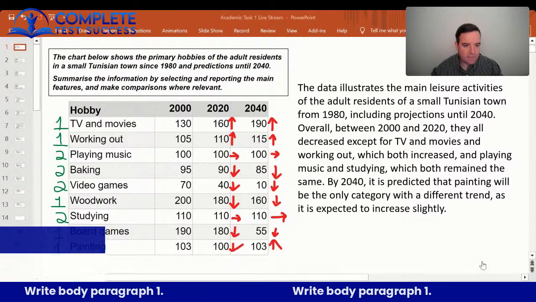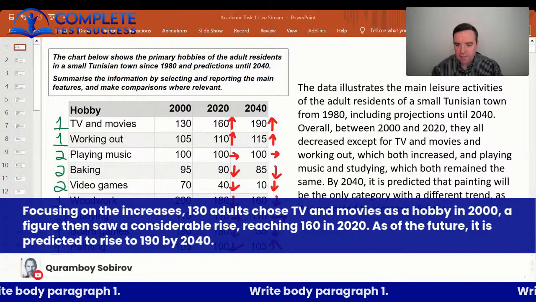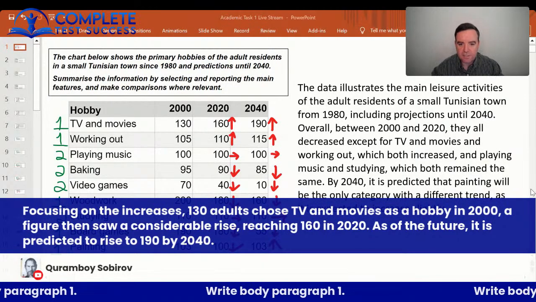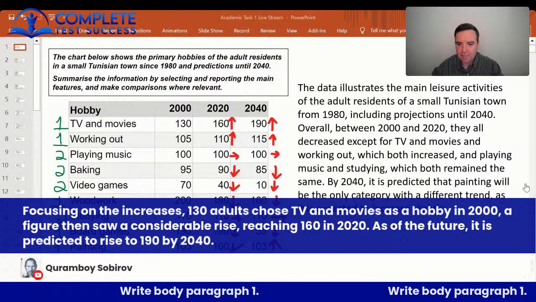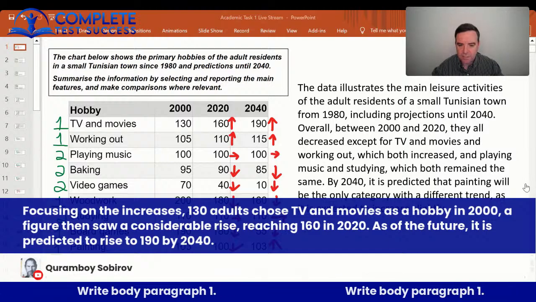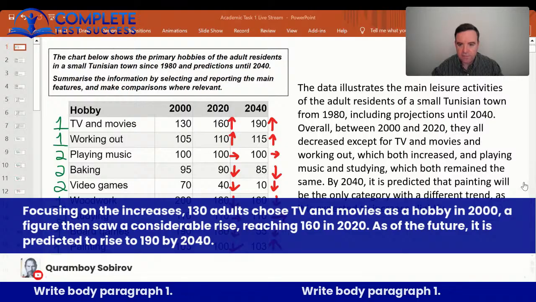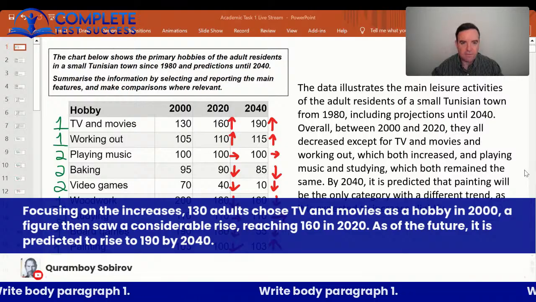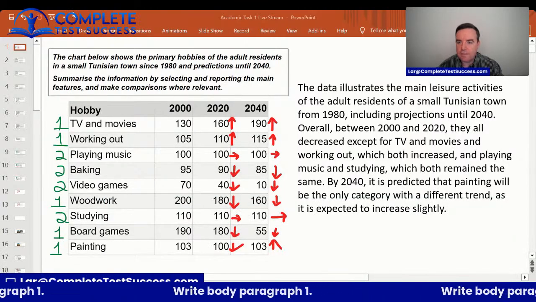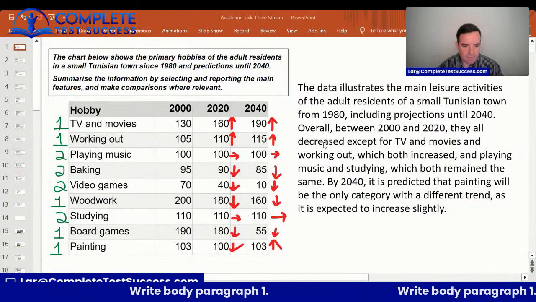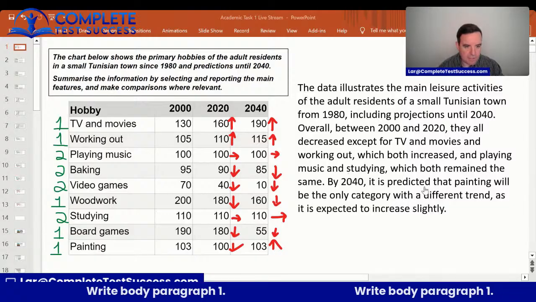Okay. Karamboy: "Focusing on the increases, 130 adults chose TV and movies as a hobby in 2000, a figure that then saw a considerable rise, reaching 160 in 2020. As for the future, it is predicted to rise to 190 by 2040." Lovely. So that's what we're looking to do. Just describe one category at a time and do it clearly.